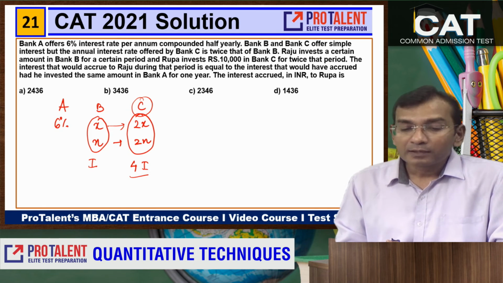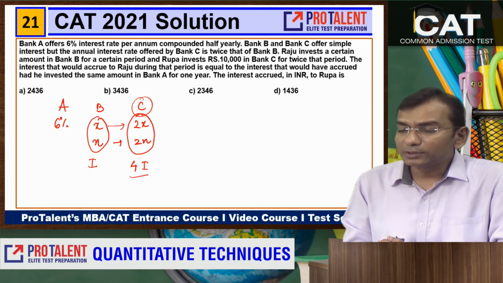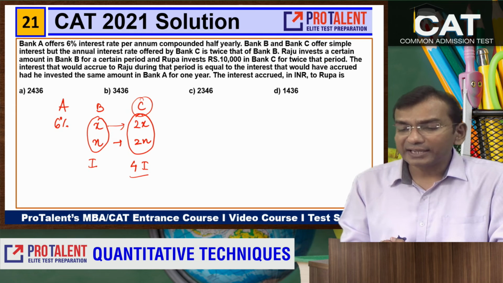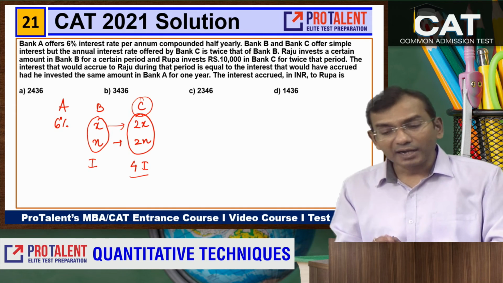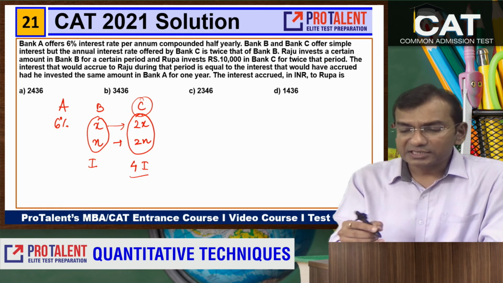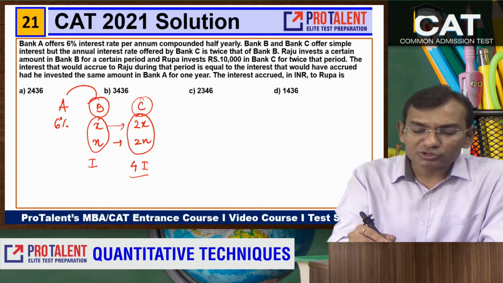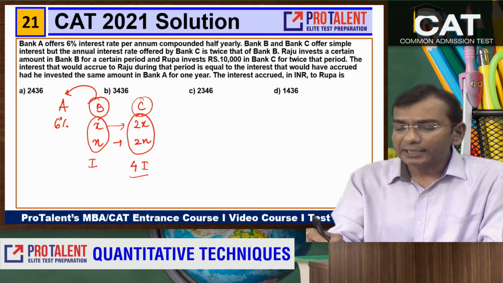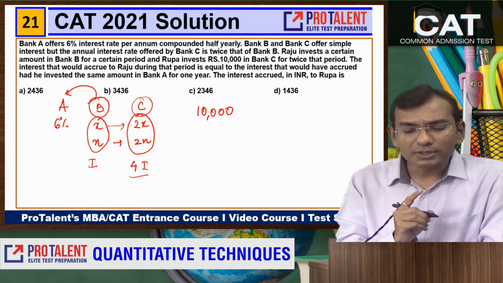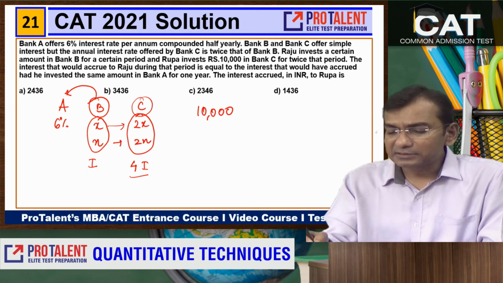चलिए, ग्रेट. The interest that would accrue to Raju during that period is equal to the interest that would have accrued had he invested the same amount in bank A for 1 year. अगर उसने बैंक A में 1 साल के लिए पैसा लगाया होता, ये सुनो, दैट इज किसने? राजू ने बी में जो पैसे लगाया उसकी जगह पे उसने ए में लगाया होता 1 साल के लिए. कितना पैसा? लेट अस अज्यूम 10,000 रुपीज. 10,000 in bank A, which is compounded semi-annually.